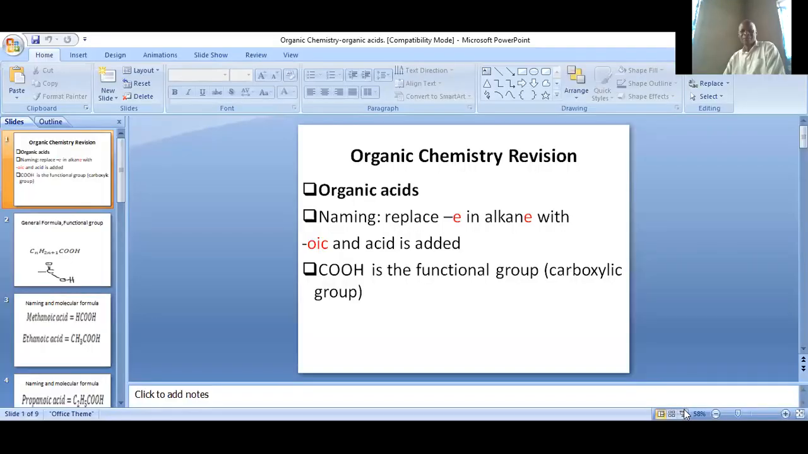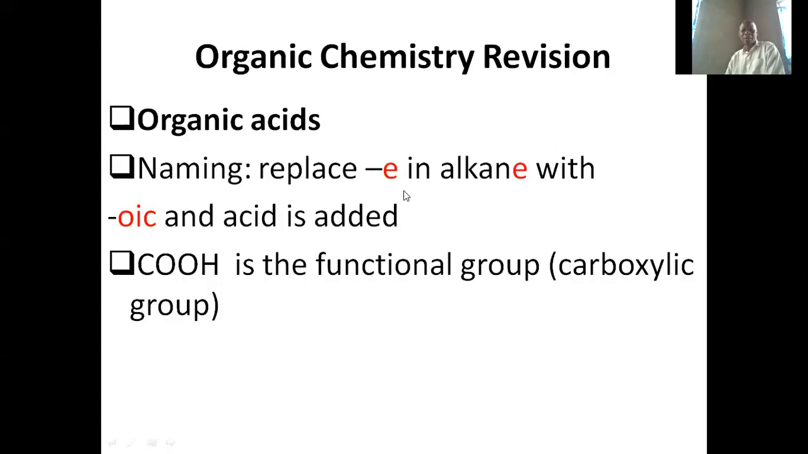Well, today I'm going to take you through another very interesting lesson, that is organic chemistry. In particular, today we'll look at organic acids, and we'll go straight to the lesson for today. As I stated earlier, we're looking at organic chemistry, and in particular, organic acids. We'll straight away look at how we can name organic acids.